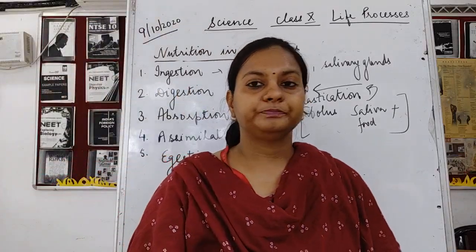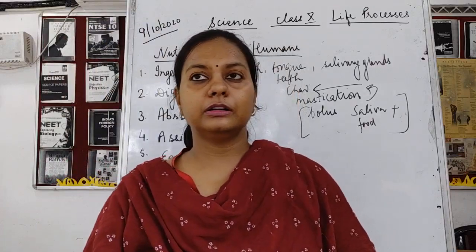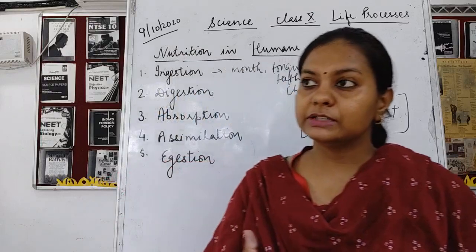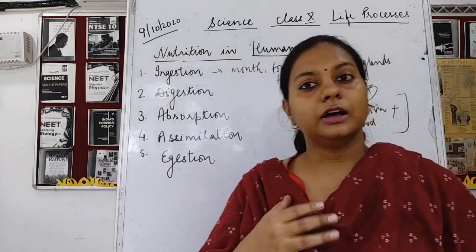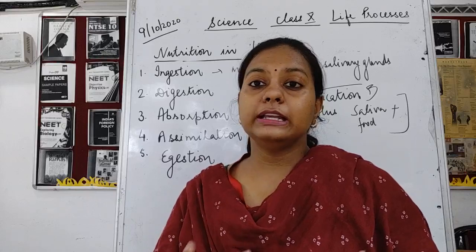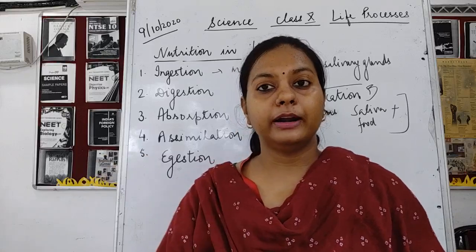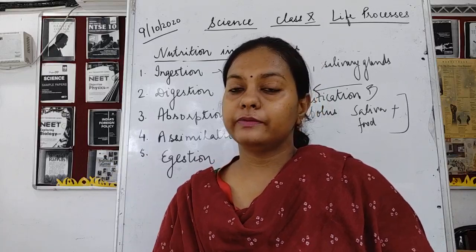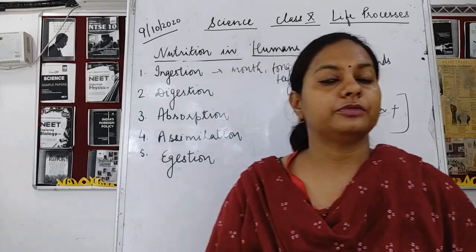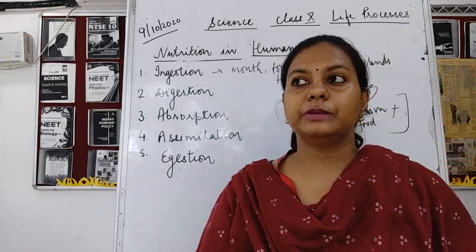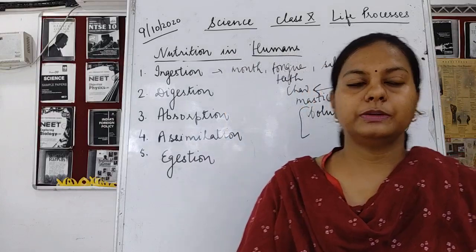Now we eat complete food. Please remember, we eat complete food, meaning we are eating vegetables, fruits, rice, and wheat. We are not taking out the carbohydrates from the food, we are not taking out the proteins from the dal, and we are not taking out the vitamins from the vegetables and fruits. So we are taking the complete food. That is why our nutrition is said to be the holozoic mode of nutrition. Please remember the word.